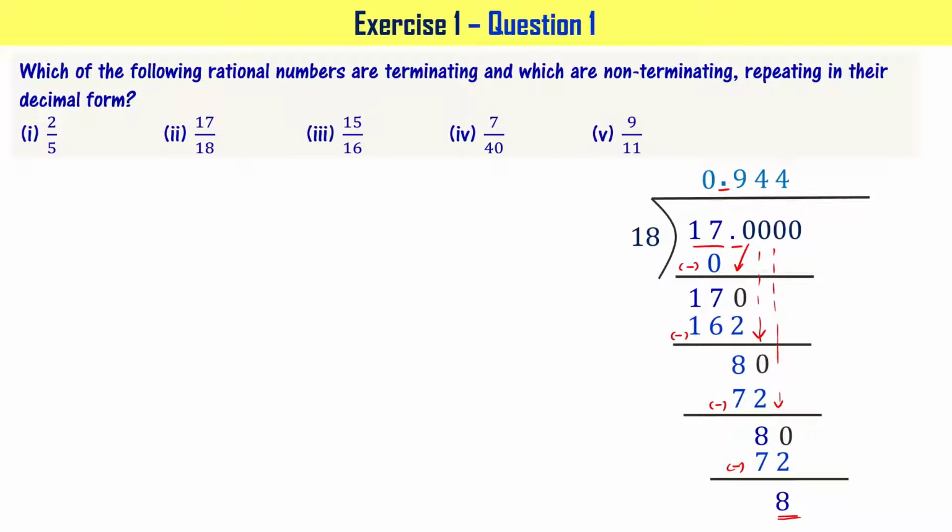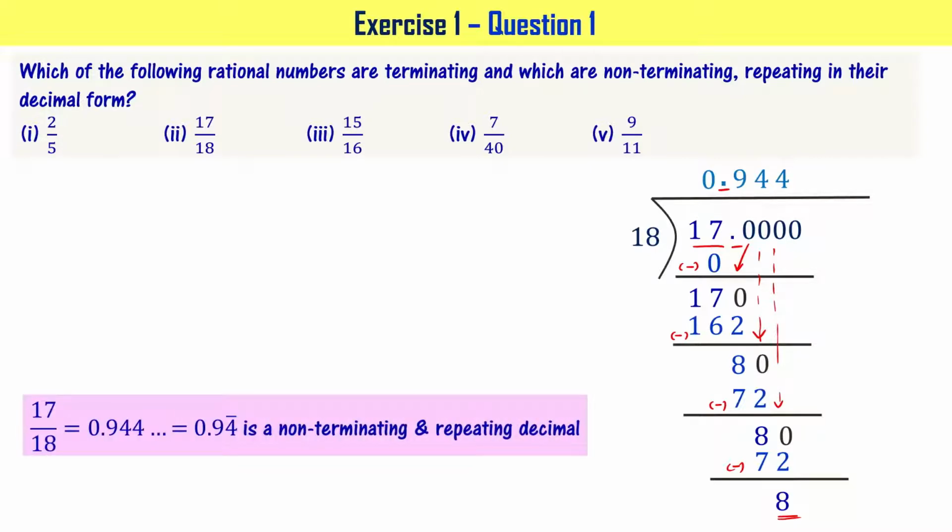For that reason, we'll stop here and write 17 by 18 as 0.9444 and so on. You see, when I put these 3 dots, it means that number 4 is repeating as many times as you write. For that reason, we can represent it as 0.94 with overbar on 4. It means this particular 4 is a repeating decimal.